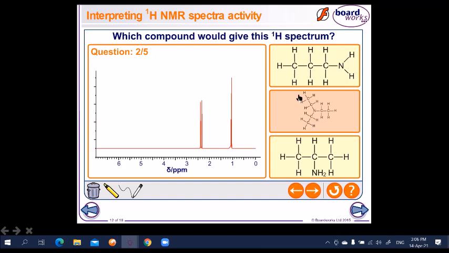There are CH3 groups that are terminals. They're at the very end here, CH3, CH3, CH3. Got it? So they're very similarly connected. They are their own peak. And then you have these CH2s in the middle, right here.